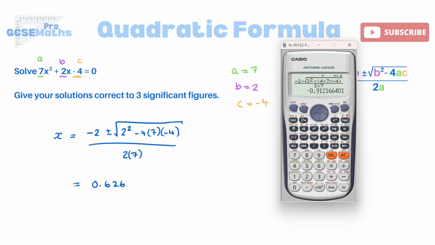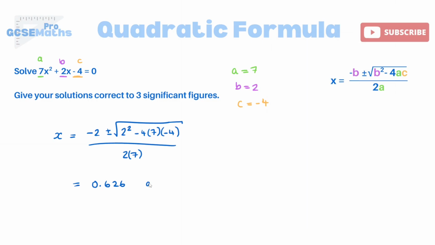Obviously that looks similar, but when I look at it as a decimal, I've now got negative 0.912 to 3 significant figures. So there are my 2 solutions, correct to 3 significant figures, and you can see that I would never have been able to factorize that. They're definitely not whole numbers, they're not even nice fractions, are they? So that's the kind of most straightforward type of question they could give you.